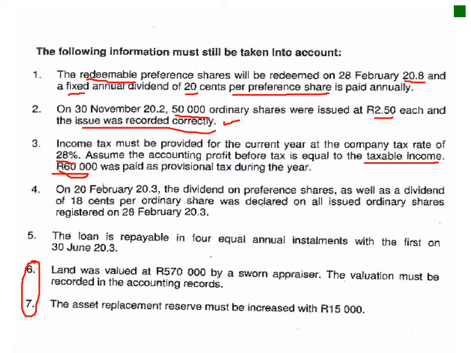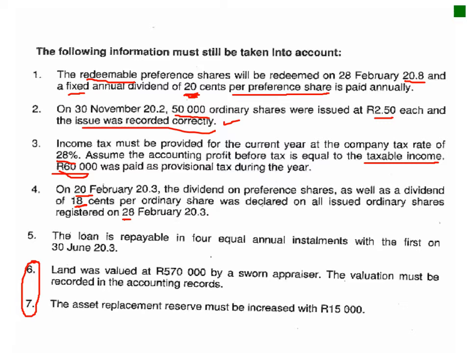Then they're telling us on the 20th of February, that's just before the end of the year, the dividend on preference shares, that's this dividend here of 20 cents, as well as the dividend of 18 cents on ordinary shares, was declared on all issued ordinary shares registered on the 28th of February. So on the 20th of February, the declaration was made. Remember, you can't issue a dividend to ordinary shareholders without paying the dividend to the preference shareholders first.